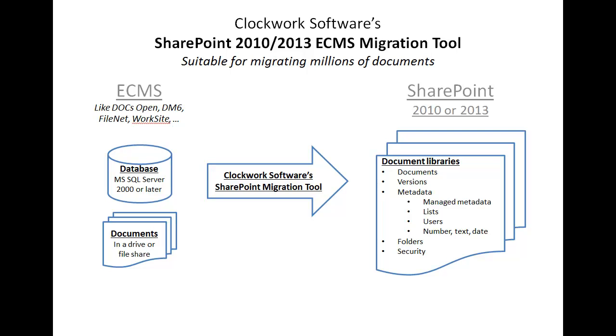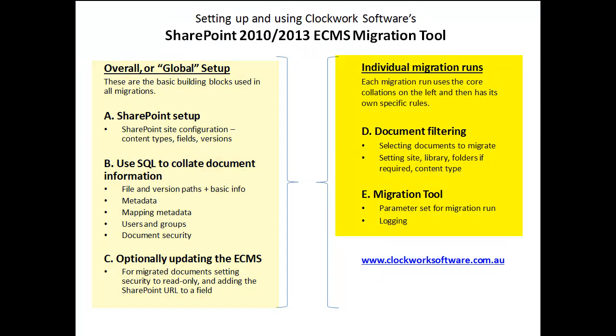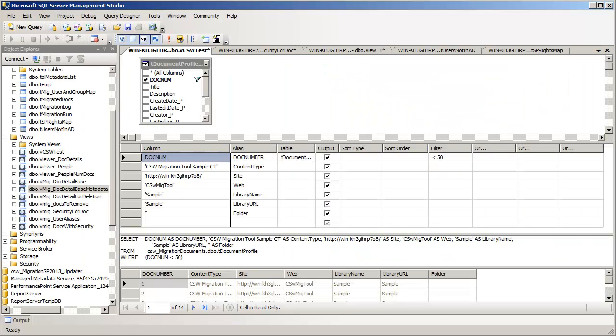This is part 2 of a two-part series on setting up the Clockwork software SharePoint migration tool. In part 1 you saw the general SharePoint and database setup. Now we want to look at how to migrate sets of documents. Each set of documents requires its own parameter set, including an SQL view collating the selected documents.